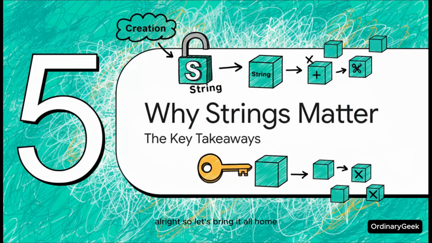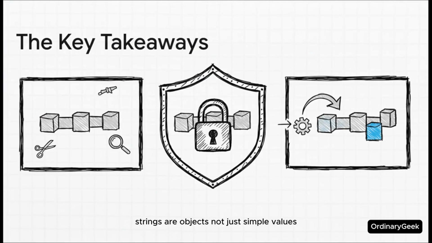All right, so let's bring it all home. What are the big ideas you really need to walk away with? Okay, number one, strings are objects, not just simple values. That's why they have that cool toolkit. Number two, and this is the big one, the golden rule. They are immutable. You can't change them. And because of that, number three, every method we used, trim, uppercase, all of them, they don't change the original. They always give you a brand new string back.